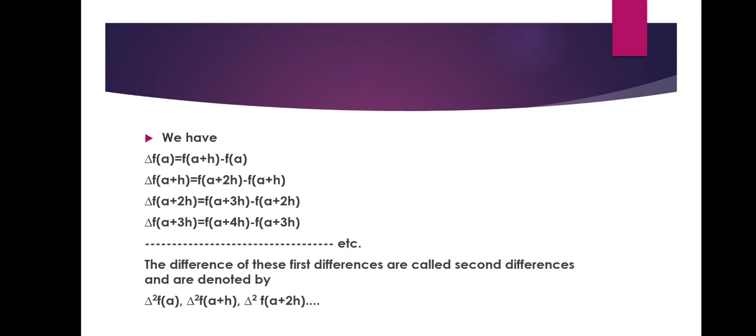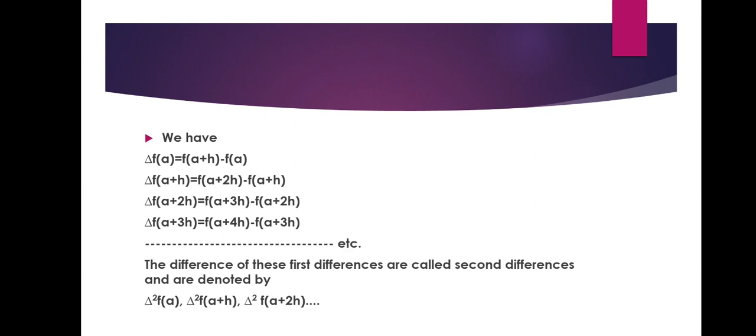The delta f of a is an operator which calculates the forward term. Delta f of a is equal to f of a plus h minus f of a. Now we calculate delta f of a plus h is equal to f of a plus 2h minus f of a plus h. Delta f of a plus 2h is equal to f of a plus 3h minus f of a plus 2h. Delta f of a plus 3h is equal to f of a plus 4h minus f of a plus 3h, etc.